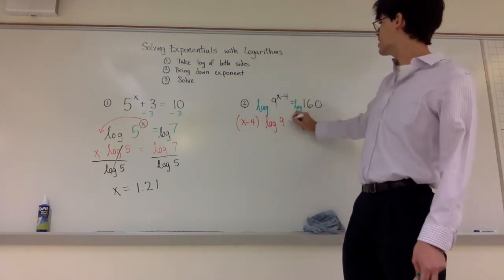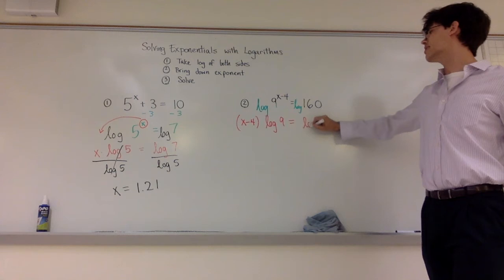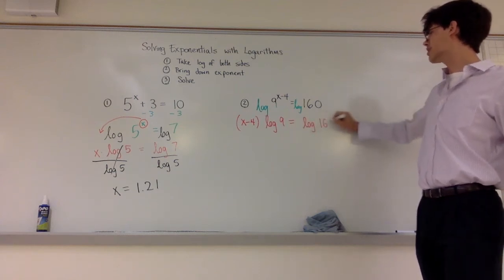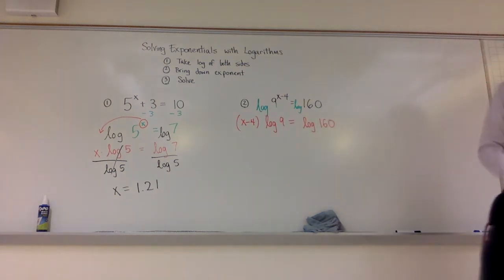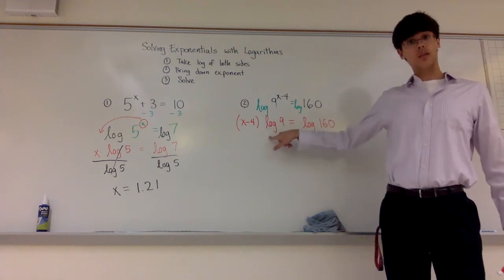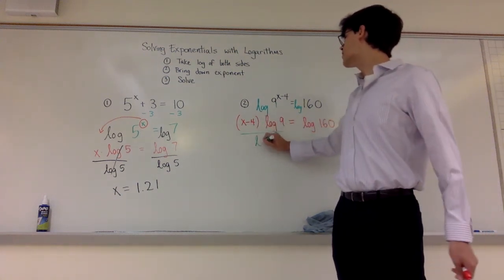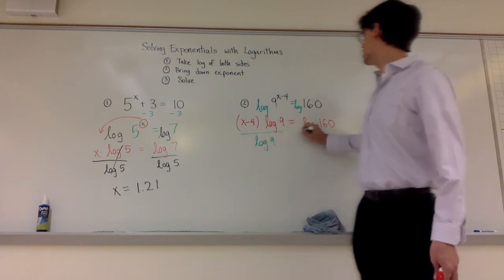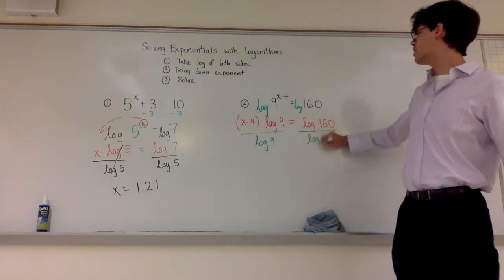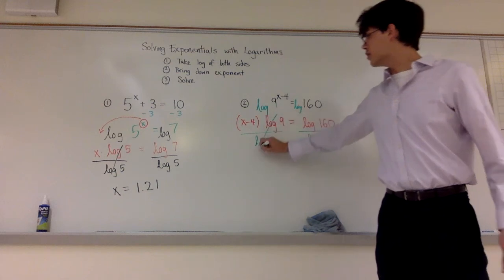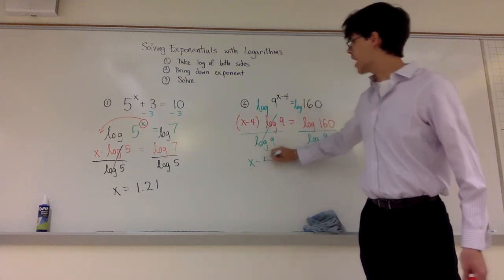I took my exponent and put it in front of the problem there. After I do that, my right side is just going to stay the same. It's going to be log of 160. So in order to solve this equation, I have this log 9 that I'm multiplying by. I'm just going to divide both sides by log 9. When I do that, these will cancel. This side will just say x minus 4.